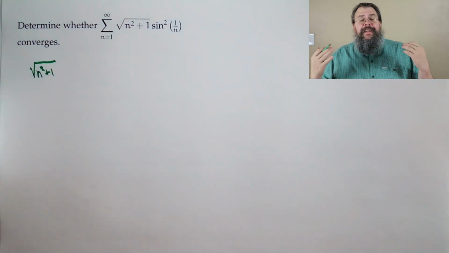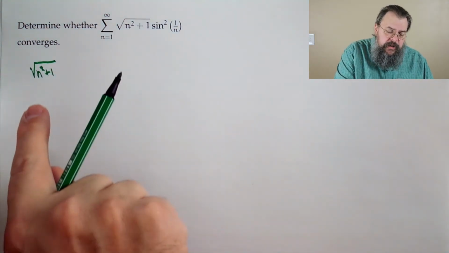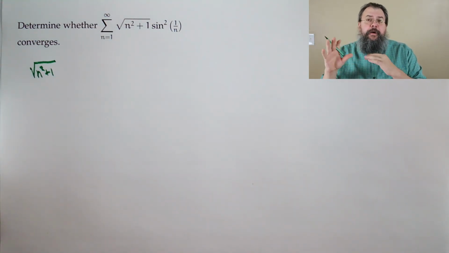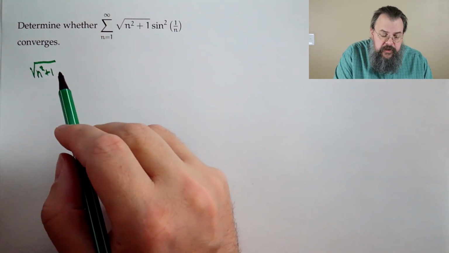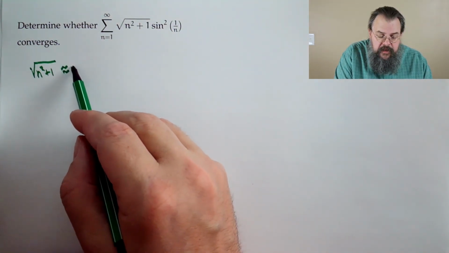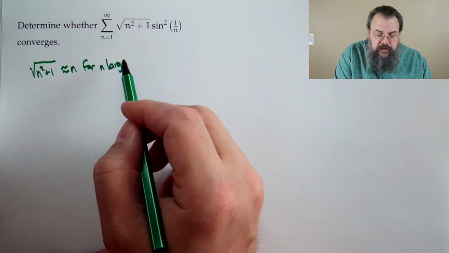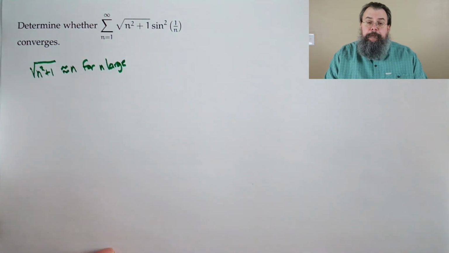Well, what is it behaving like? You see there's an n squared plus 1. Whenever you see a plus, you're like, okay, throw out the lower order term because that won't matter in the long run. That's the plus 1. So this is about n for n large. Okay, so that says that's really behaving like n.